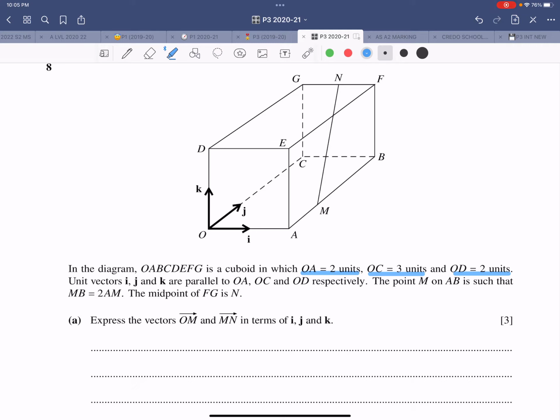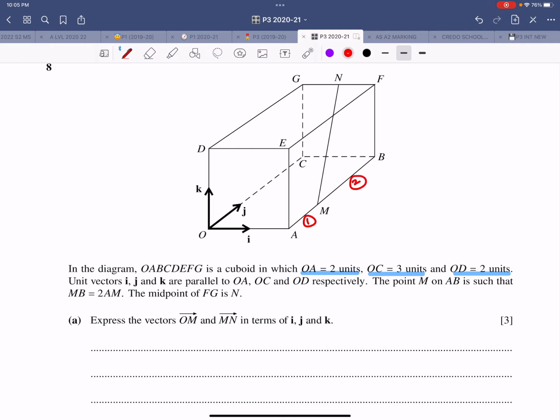And the point M on AB is such that MB is 2AM. MB is twice of this thing. So now OC, if it's 3 units and MB is 2 of this, that means this is 1 unit and this is 2 units.